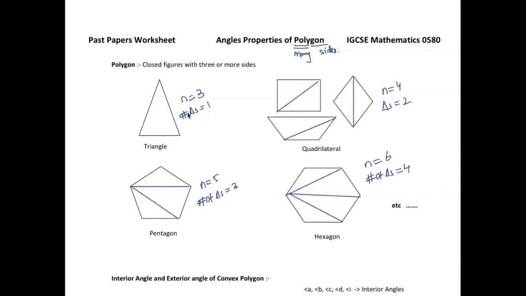The pattern is that the number of triangles is going to be 2 less than the number of sides in that shape. So a triangle has 3 sides, but the number of triangles is 2 less, that is 1. A quadrilateral has 4 sides, but the number of triangles that you can have is 2. In a pentagon, the number of sides is 5, but the number of triangles is 3. Again, 2 less. And in a hexagon, the number of sides is 6, but the number of triangles is going to be 4.